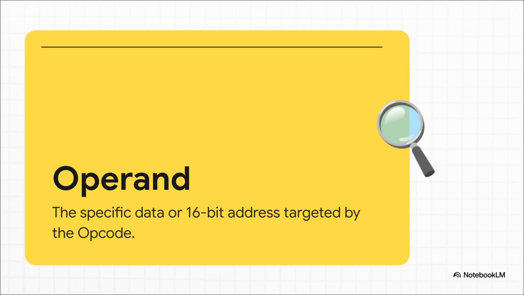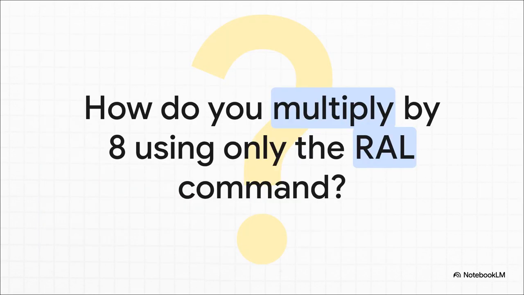It's the whole shebang. Let's actually test this logic out with a brilliant mathematical puzzle pulled straight from our source document. The 8085 needs to multiply a number by 8, but here's the catch. You can only use the RAL instruction, which stands for rotate accumulator left. So how in the world do you pull off multiplication using only a shift command?